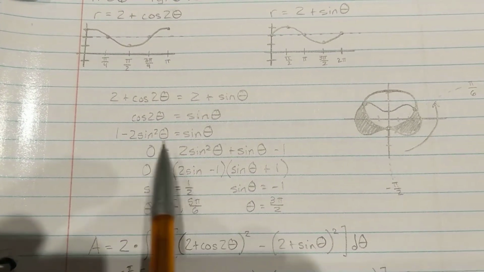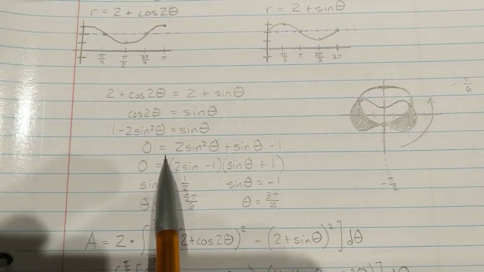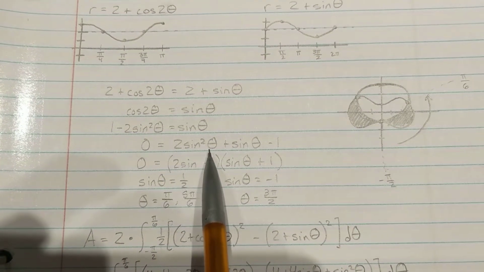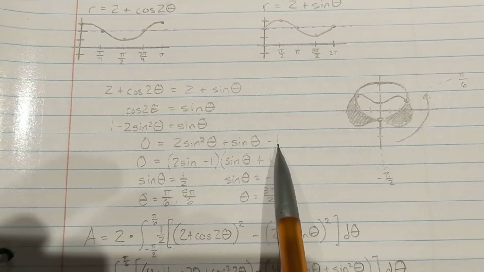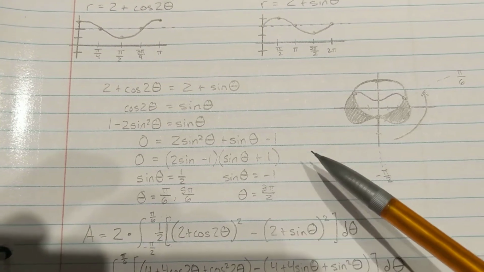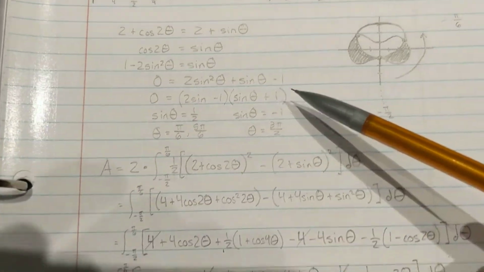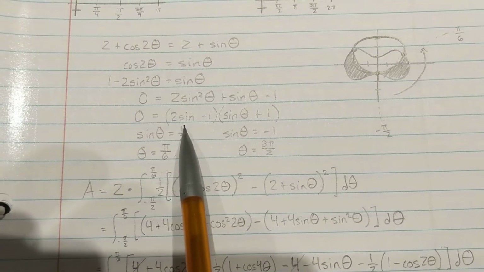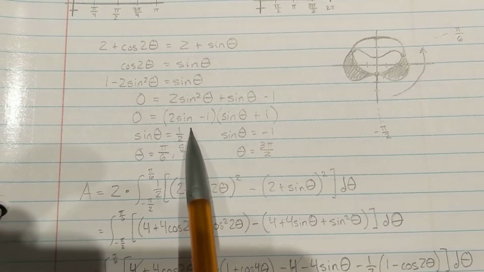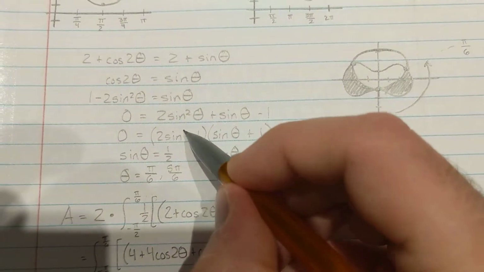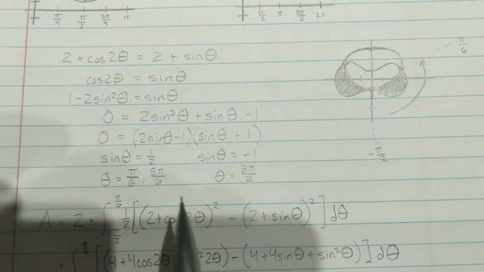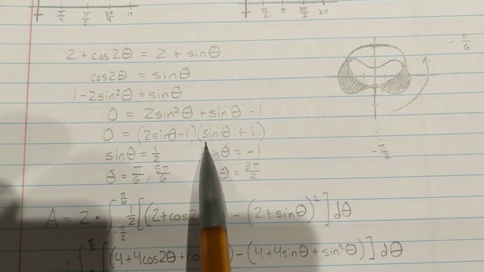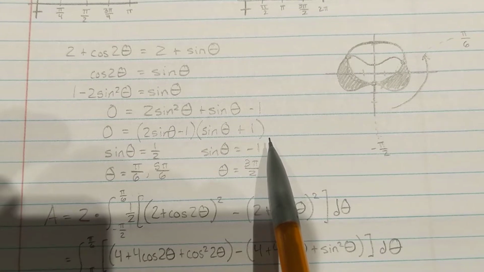If we move all of that over to this side, we get 0 equals 2 sine squared theta plus sine theta minus 1. Now this we can actually factor out. And we get 2 sine theta, sorry about that, minus 1 times sine theta plus 1.